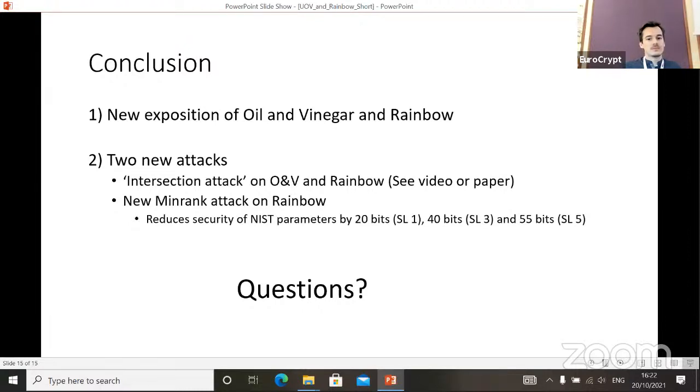Thanks for the talk. I believe the authors of Rainbow have acknowledged the attacks, but said that they don't need to change parameters. Is this correct? What's your take on this?